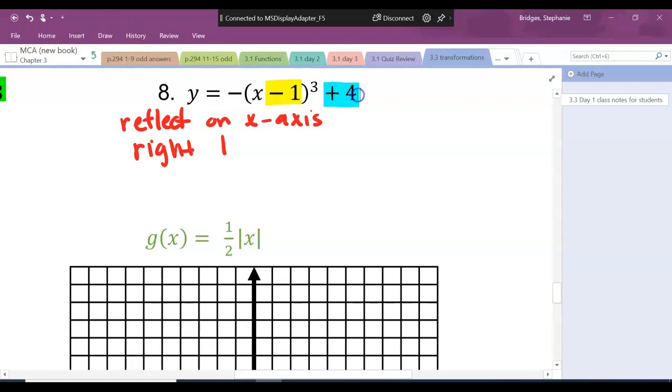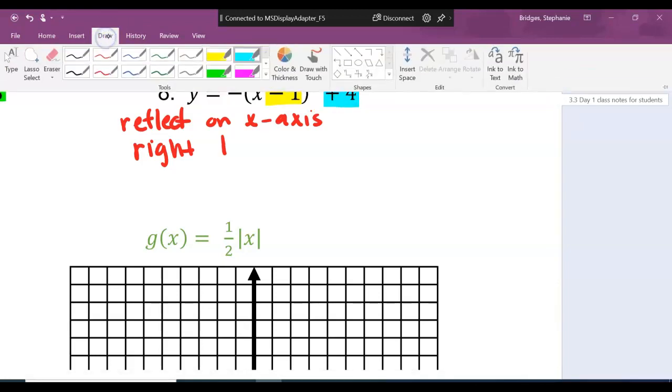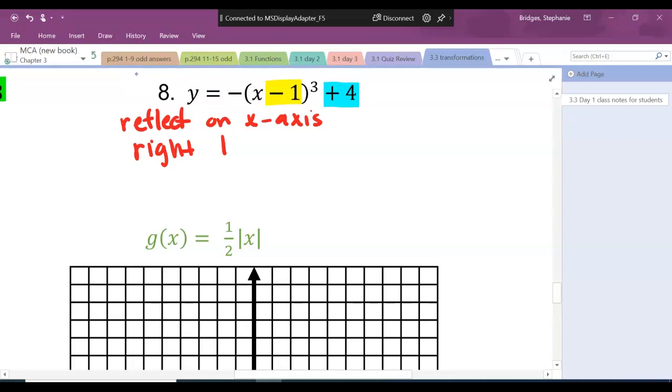And then I have this +4 on the outside, so that's going to move it up 4. Make sense? Kind of, sort of. You've got to get used to where the numbers are. Are they inside of your function, or are they outside? That determines what movements happen.